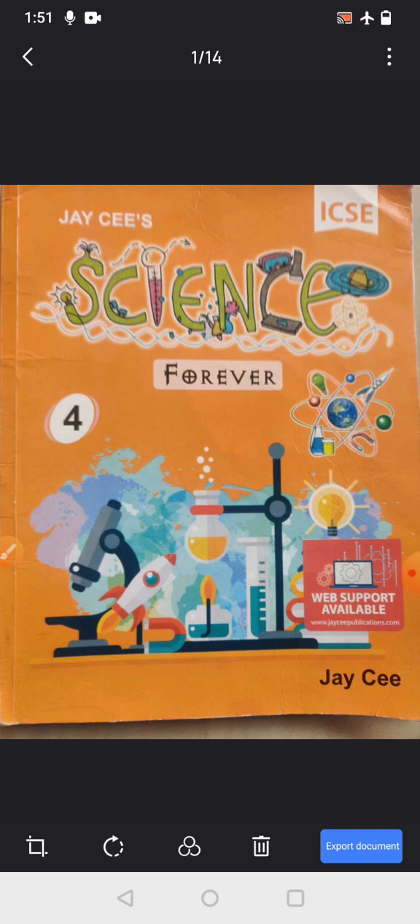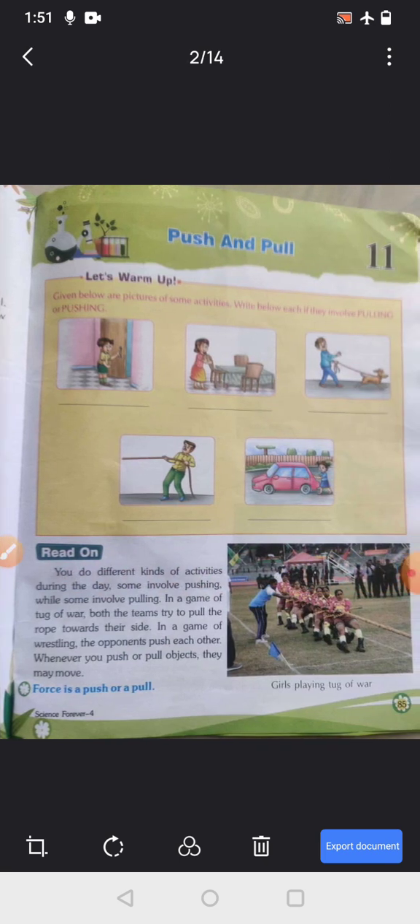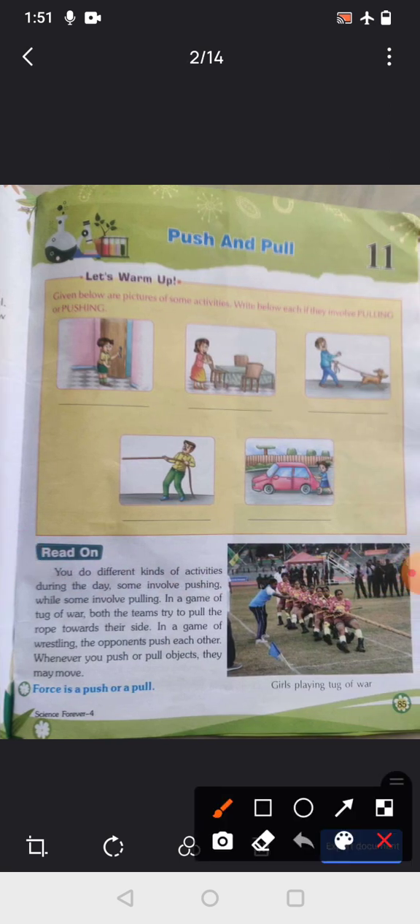So students, in the previous video, I gave you the explanation of chapter number 11, that is push and pull. Today I am here to give you the remaining portion of the chapter. But before starting the book work, one more time we will quickly recap the chapter. So please take out your book and open page number 85. So it is chapter number 11, push and pull, right?